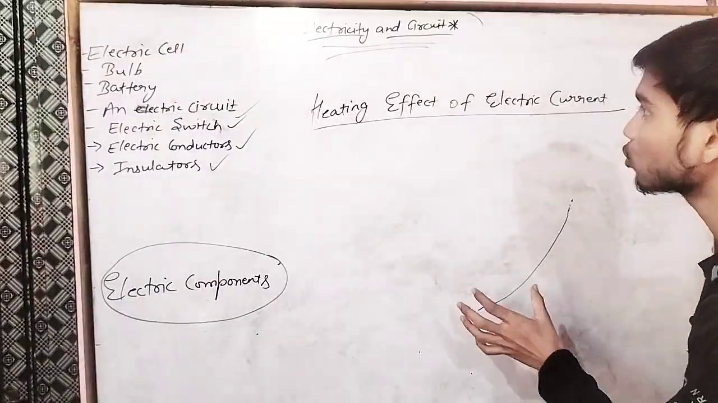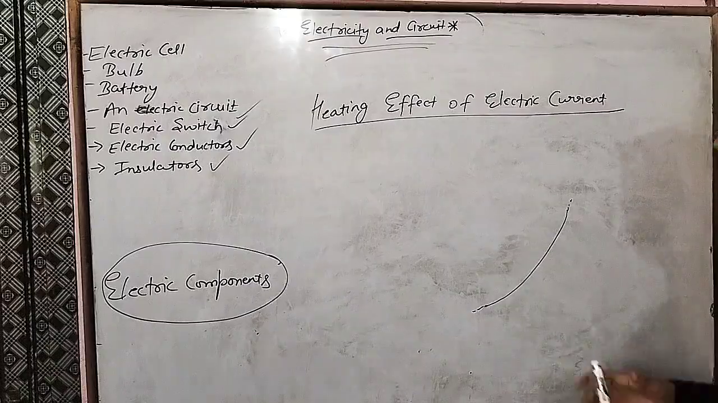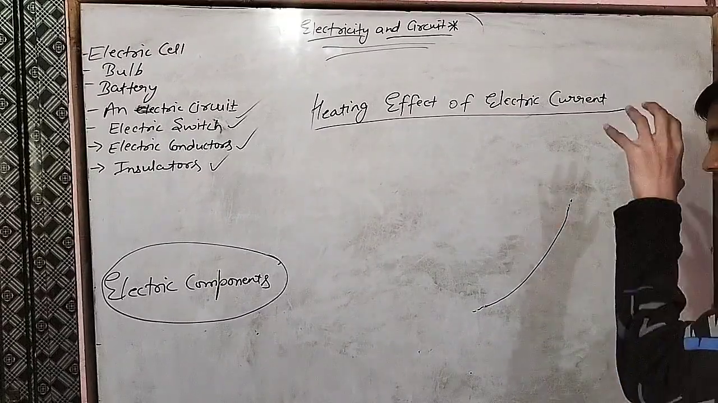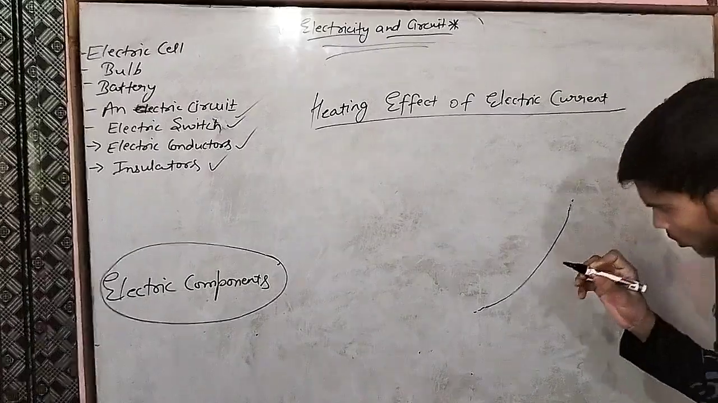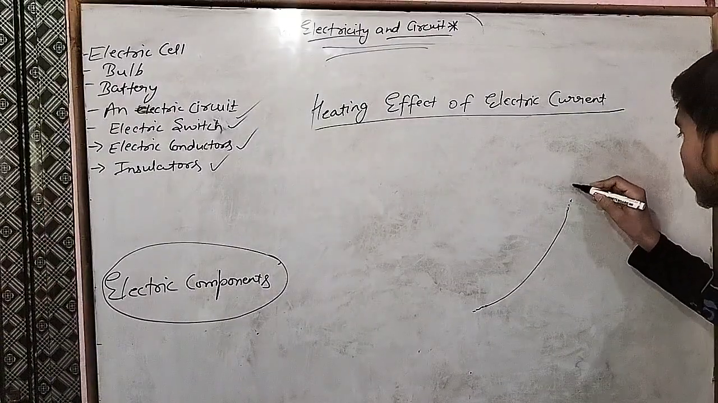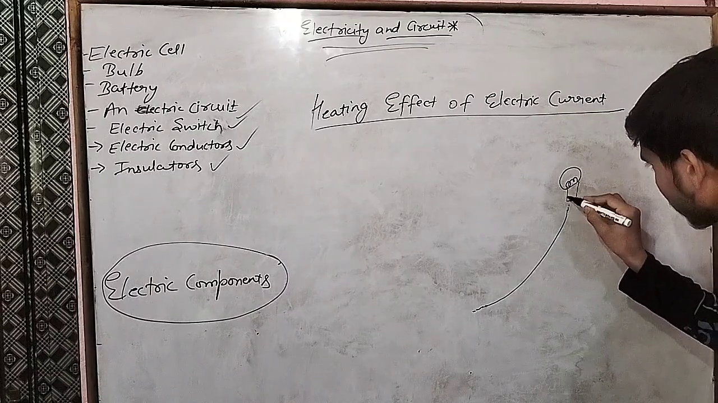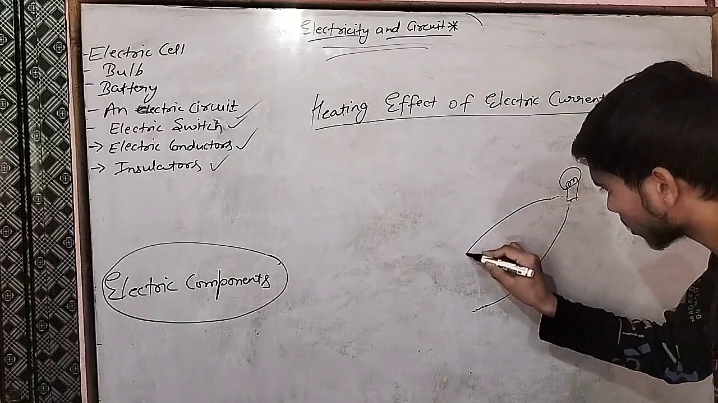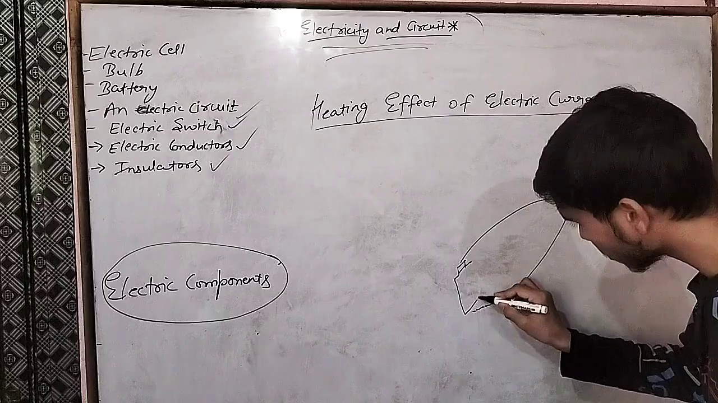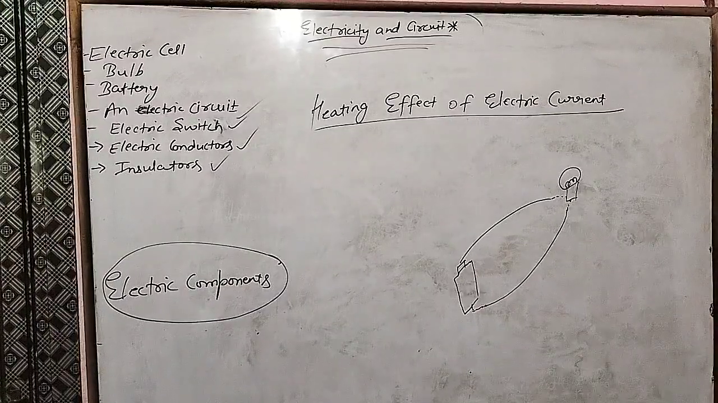Look, here is the heating effect of electric current. I am saying heating effect again and again because it is compulsory. In our upcoming study of physics, it will be seen many times. So this is the net area of this wire. It is connected with the bulb. Let's suppose. Got it? This is an electric cell.